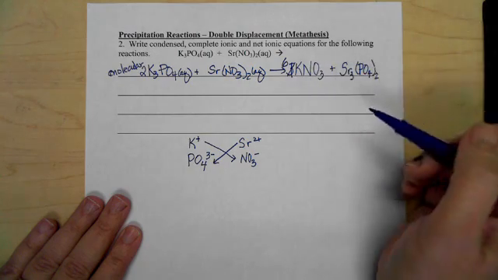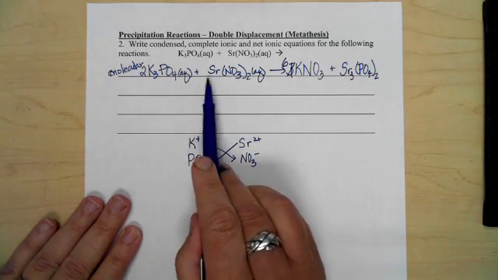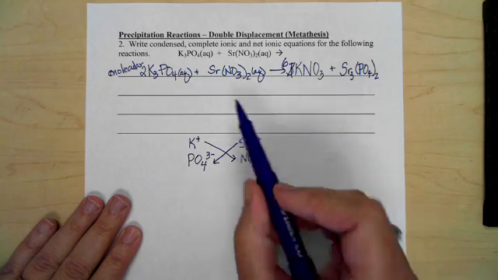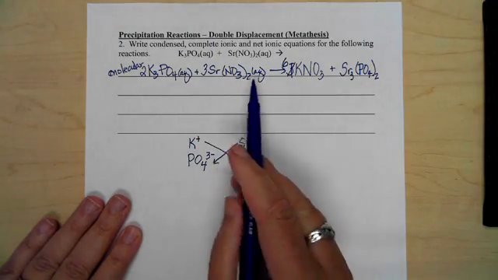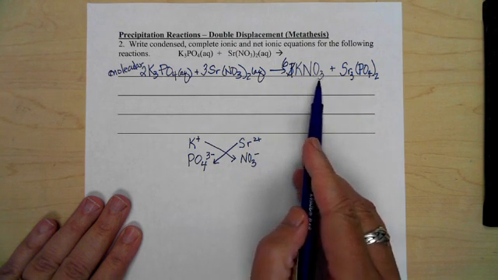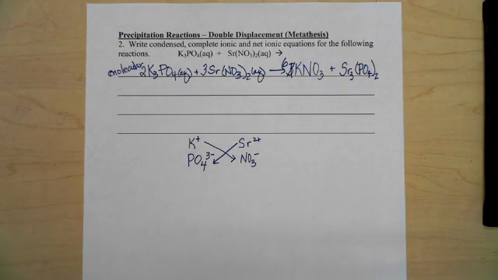So we have 6 potassium nitrates now. We have 1 strontium, 3 strontium, so we're going to need a 3 over here. That means we now have 6 nitrates. Oh wait, we have 6 nitrates. Life is good. Now we've balanced it.